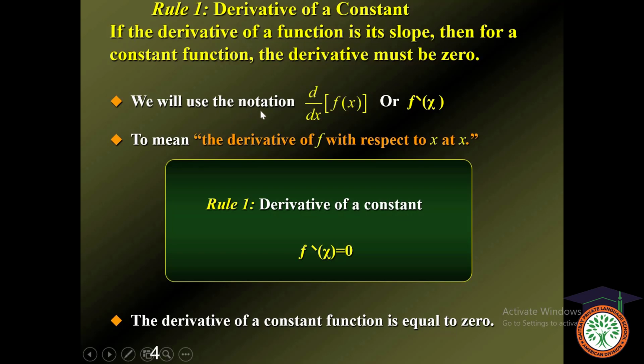And we will use the notation d over dx, f(x). How to read? Derivative of the function f(x) with respect to x. Or, instead of d over dx, we can use f dash x. Same meaning, different forms, which is derivative of function, to mean the derivative of f with respect to x at x. But the rule number 1, derivative of a constant, f dash x equals 0. Okay?